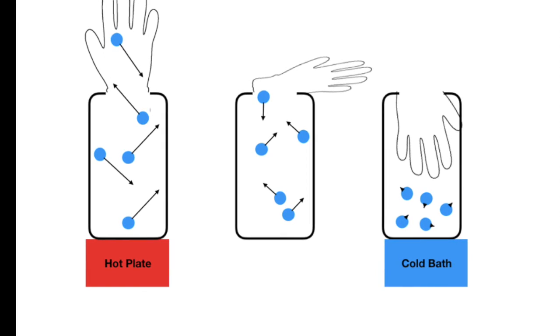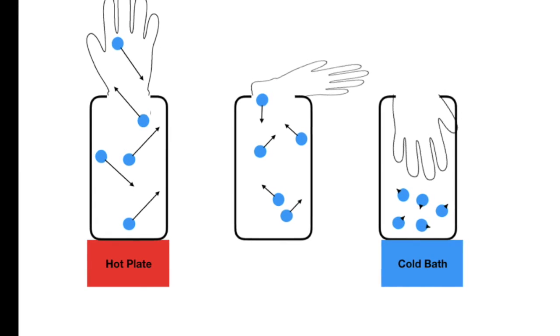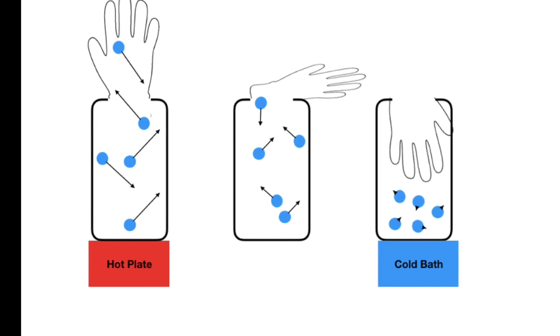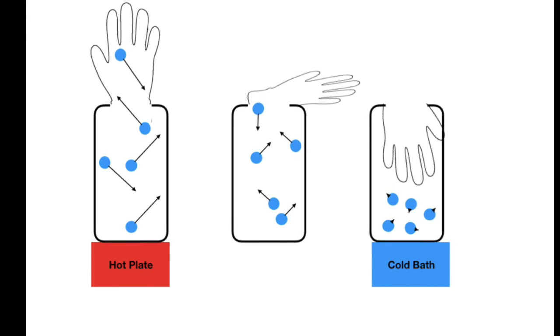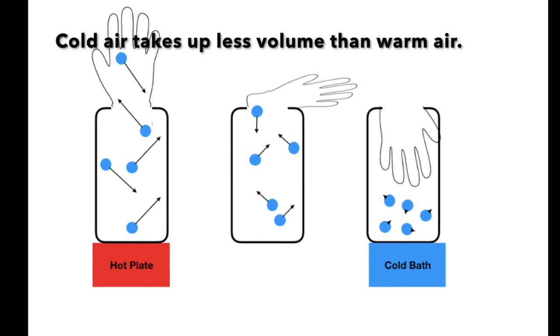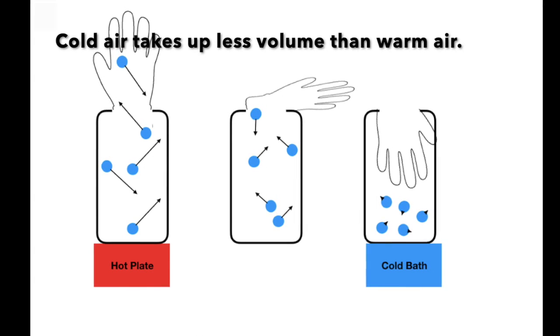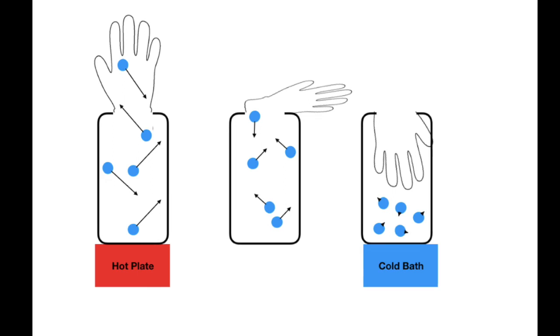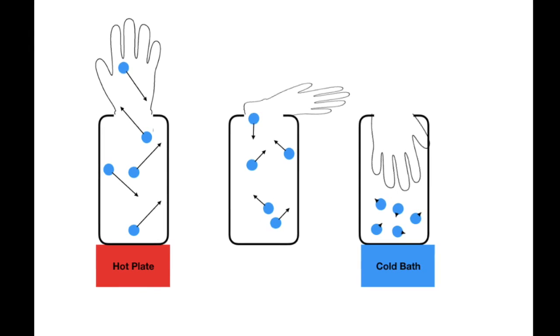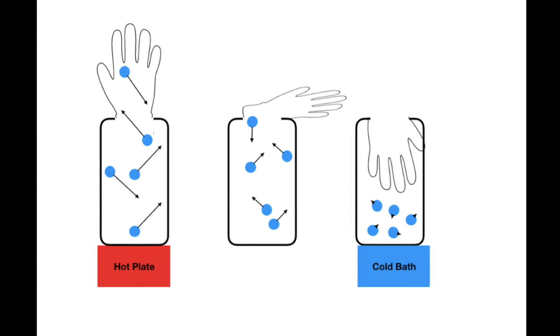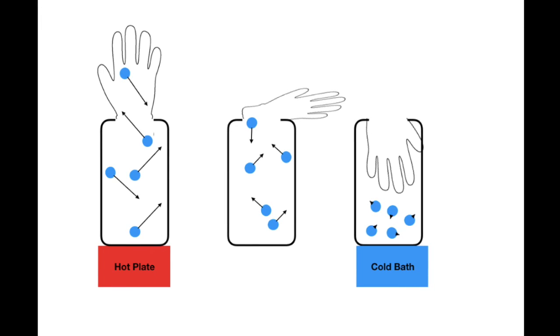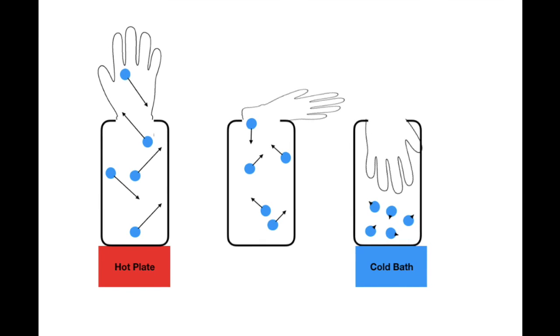Third, you should notice the spacing of the particles in the cold versus the warm bottle. In the cold bottle, the particles are very close together. In the warm bottle, they are spread far apart. So the volume of the cold air is much less than the volume of the warm air. That's why the air particles are able to inflate the glove that has warm air, versus the glove collapses in on itself when it is cold air.